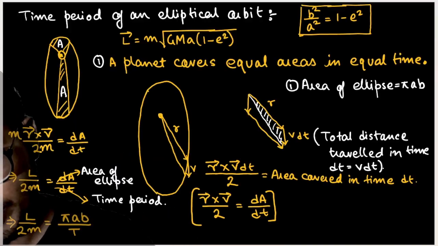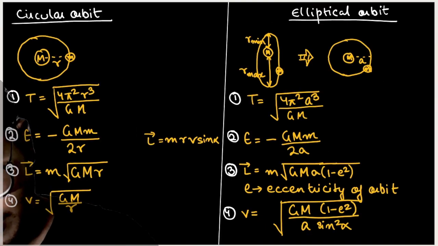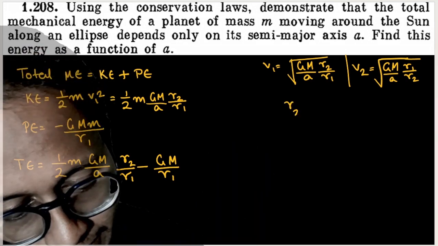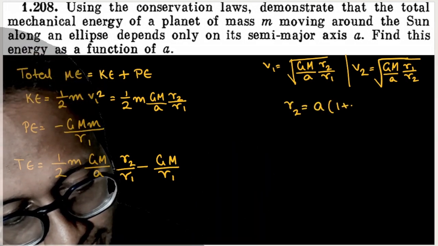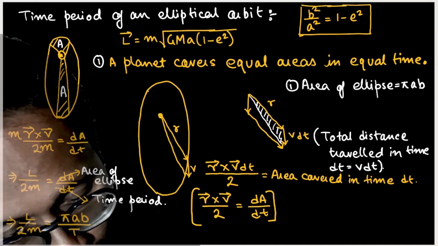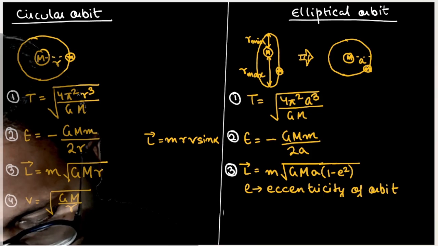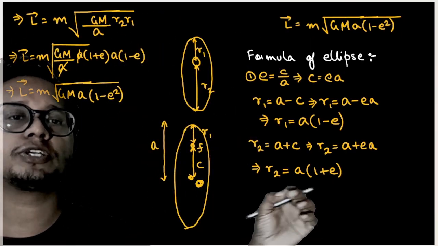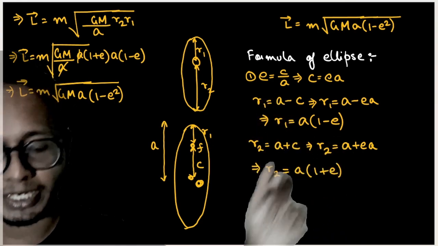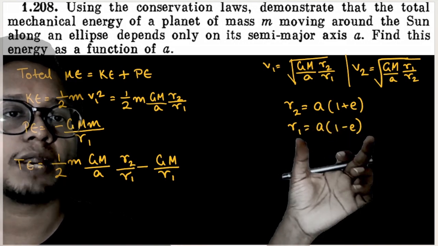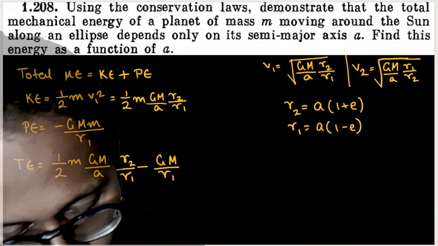Now I'll convert R2 and R1 in terms of A. In an elliptical orbit, R2 can be written as A into 1 plus e, and R1 can be written as A into 1 minus e. I have already shown you this one. See, this is the R2 by R1 derivation. R2 is equal to A into 1 plus e, and R1 is equal to A into 1 minus e. So R2 is this value, A into 1 plus e, and R1 is A into 1 minus e.